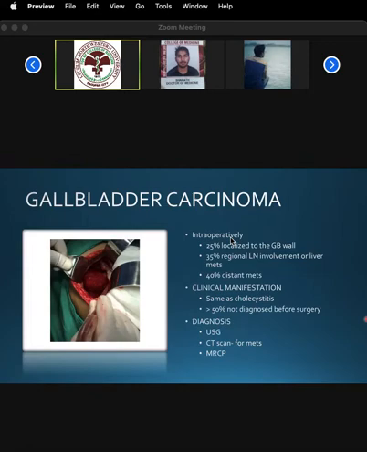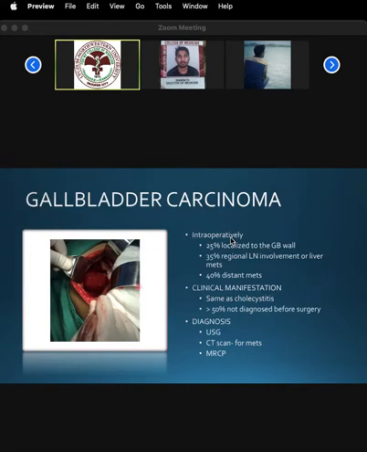Okay, so gold standard in the diagnosis would be your ultrasound, which will show a thickened, irregular gallbladder that may have been replaced by the mass itself. Your ultrasound has a 70 to 100% sensitivity. CT scan is requested to assess metastasis, and ERCP may be helpful because it may be both diagnostic and therapeutic.